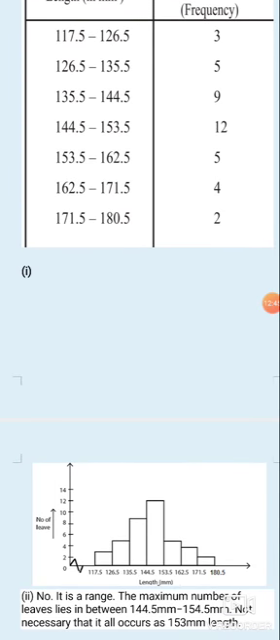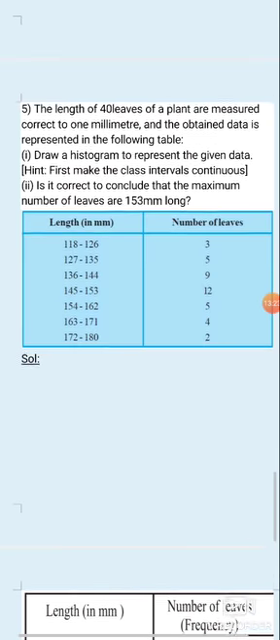Okay, now we need to draw the bar graph, the histogram. So for continuous class intervals, if it does not start with 0, we put a break or kink. Then the graph: 117.5 to 126.5, 126.5 to 135.5, etc., up to 171.5 to 180.5, continuous class intervals are there. Now the length is on the horizontal axis, and the number of leaves, which is the frequency, on the y-axis or vertical axis.